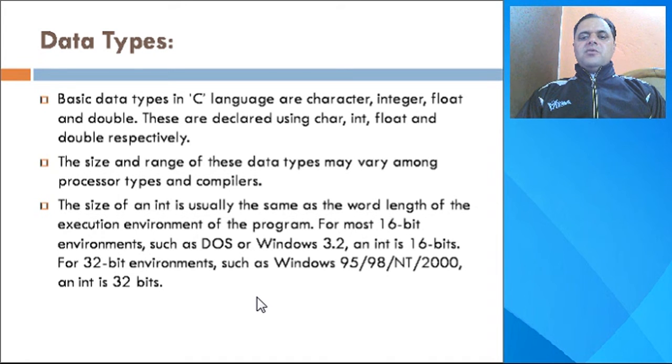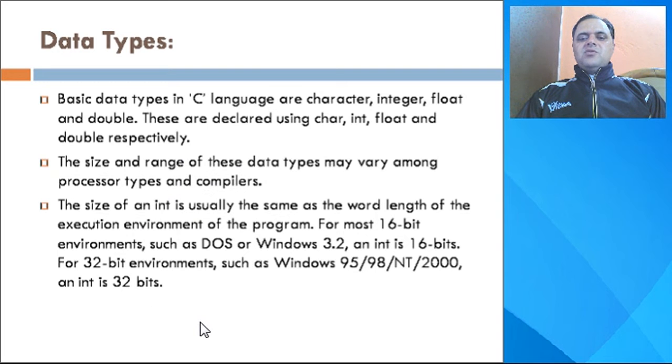These are declared using char, int, float and double respectively. So we can declare a character as char, an integer as int, float as float and double as double. The size and range of these data types may vary among processor types and compilers. So what type of processor we are using, what type of compiler we are using, it depends on the size of these data types.